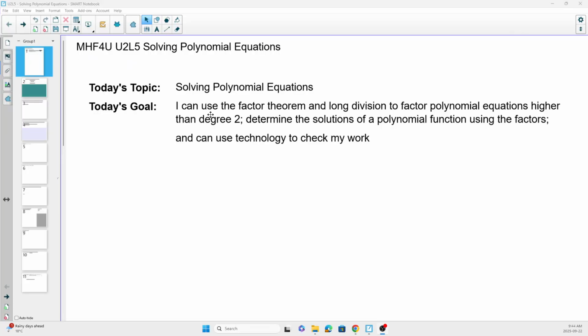Unit 2, Lesson 5: I can use the factor theorem and long division to factor polynomial equations higher than degree 2. And I can determine the solutions of a polynomial function using the factors. And I can use technology to check my work. Okay, so 3 different things going on here. We've already done the first one. We've already been factoring polynomial equations higher than degree 2. And now we are taking those factors and just stating our solutions.